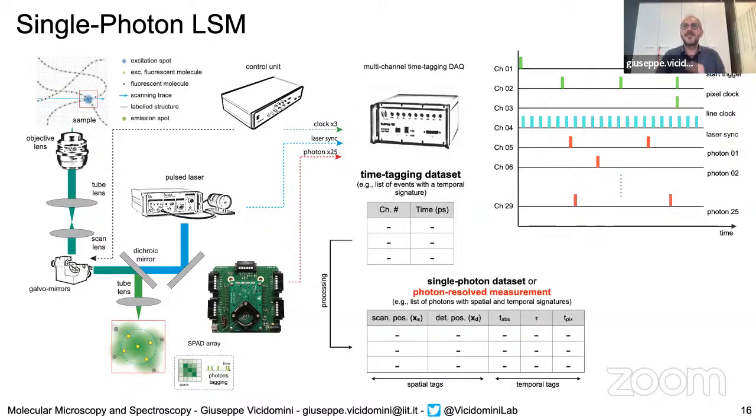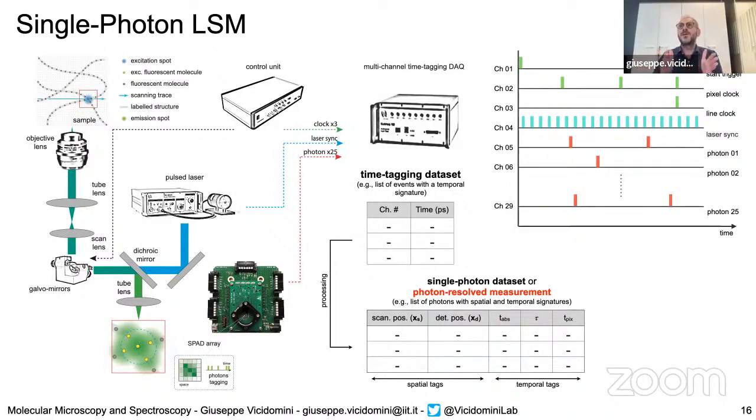When I have this list of events, I can transform it into a list of photons. So basically now I can tell you, for each photon that is collected by my detector array, a series of spatial and temporal information.